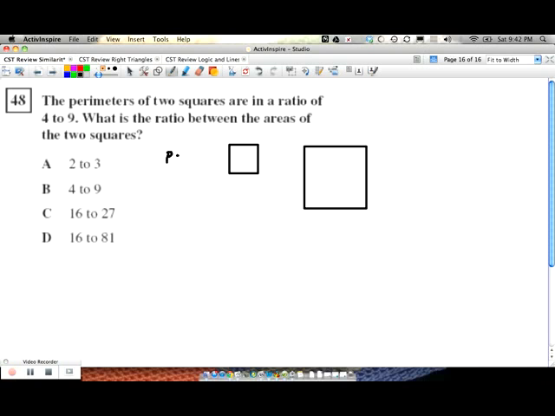And if this perimeter totals 4, then this perimeter is going to equal 9. Well, then to find one side, I divide that by 4. So this would be 4 over 4, 4 over 4, 4 over 4, and 4 over 4, because there's 4 equal sides. So each of these equals 1, 1 all the way around. So the area of this one is just 1. Over here, we're going to have 9 over 4, 9 over 4, 9 over 4, and so on.